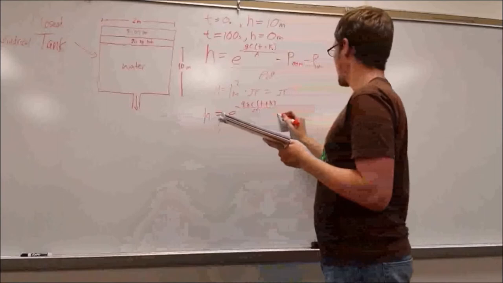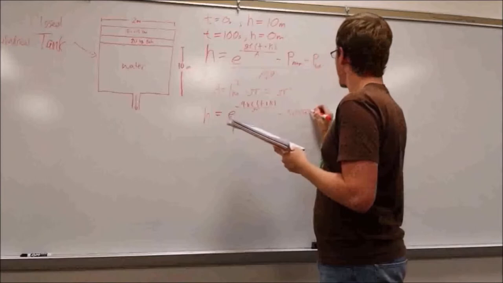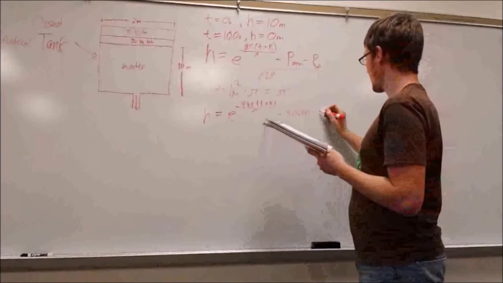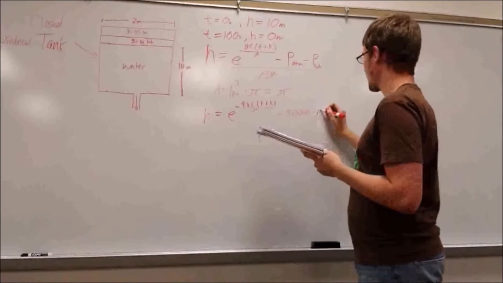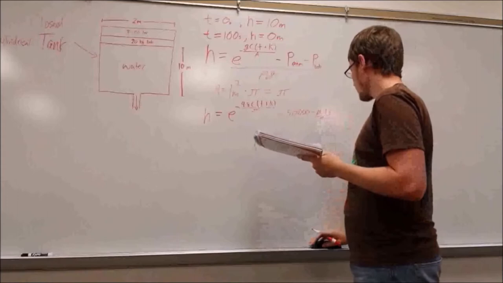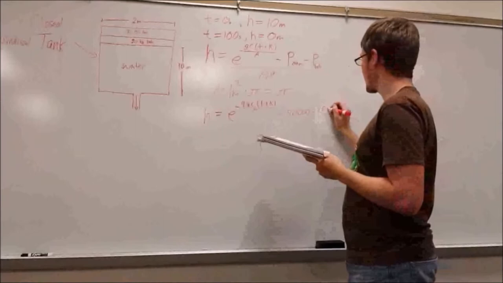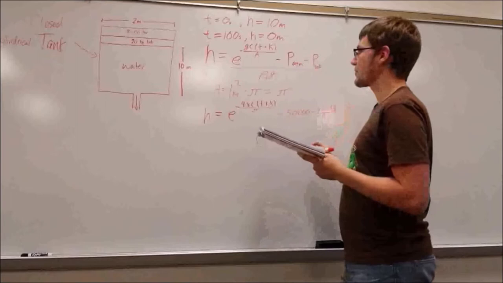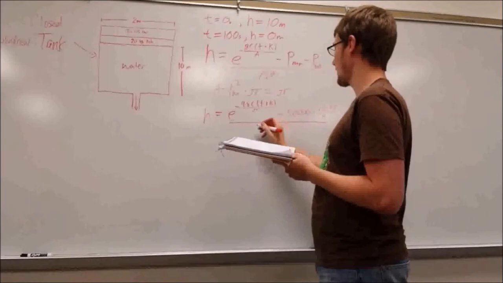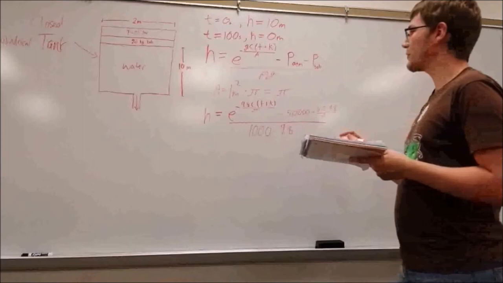Minus our p atmosphere, which is 0.5 bar, which I'm going to put into pascals. Minus the pressure of our bob, which is equal to the mass of the bob times gravity divided by the area. Then all this is divided by the density of our fluid, which is water, which is 1,000 kilograms per meter cubed, times gravity, which is 9.8. Now we need to start using our initial conditions.